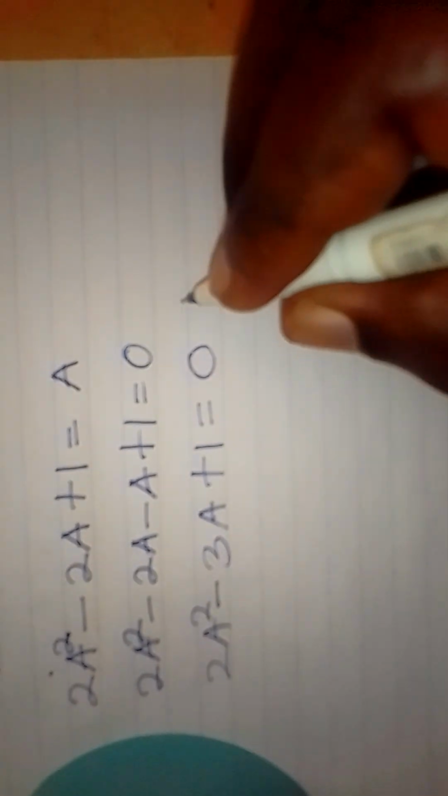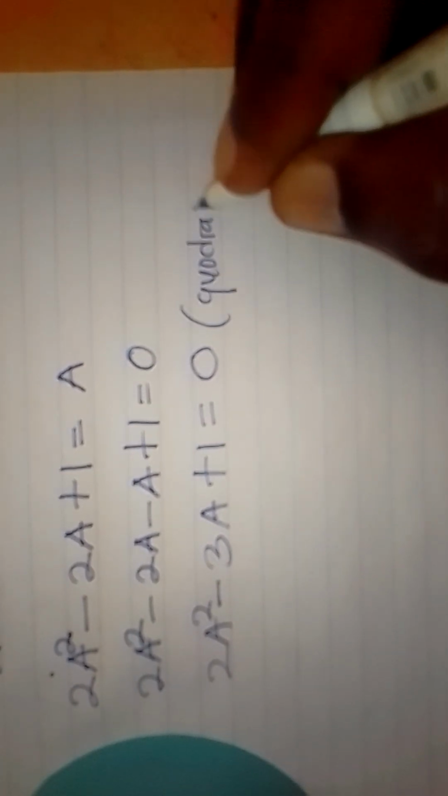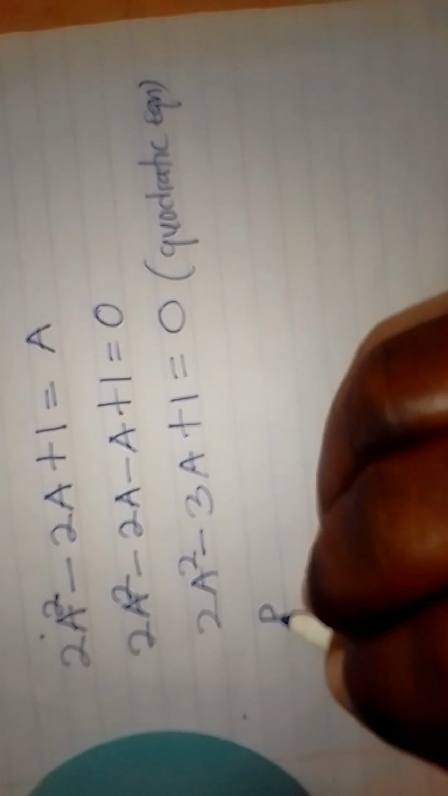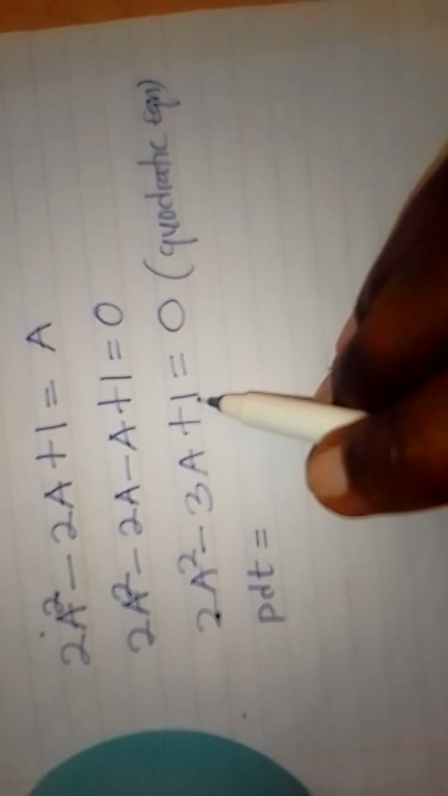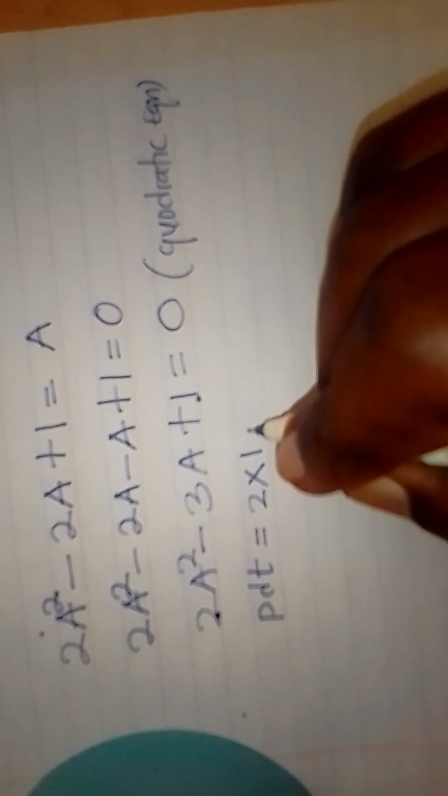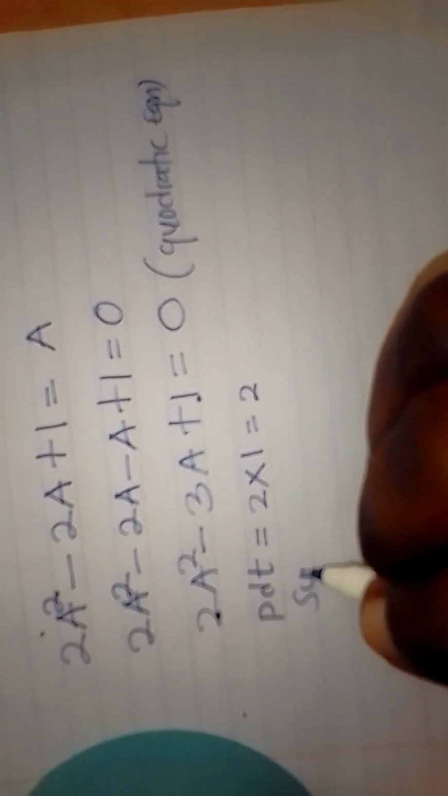So this one is a quadratic equation in terms of a, which we can solve using any method we want. But I'm going to use the easiest method, which is factorization. Now, before we use factorization, we identify the product. The product is the coefficient of a squared times the constant 1, which is 2 times 1, and that is 2. And then the sum is negative 3.